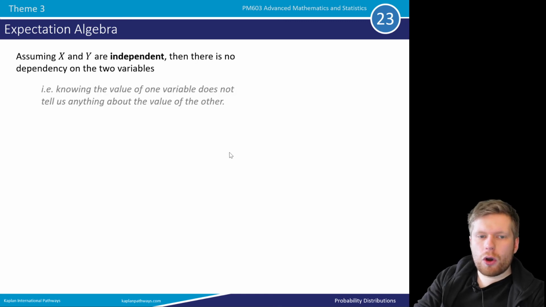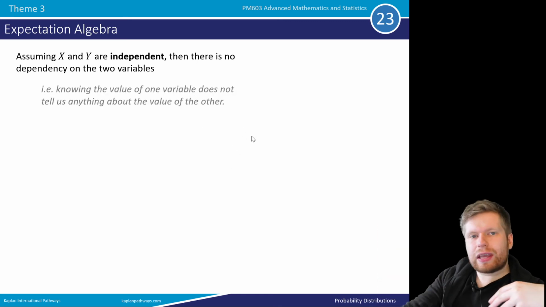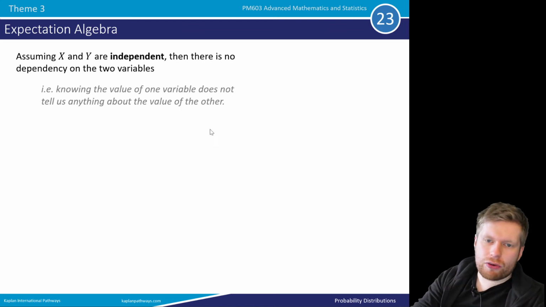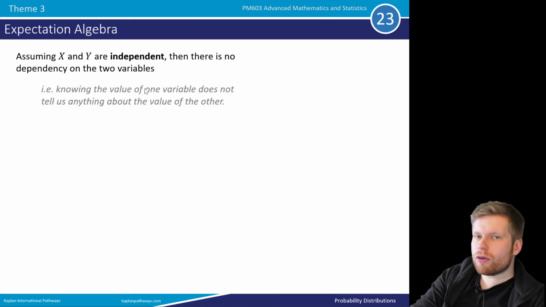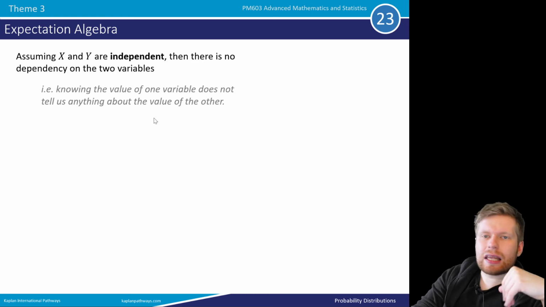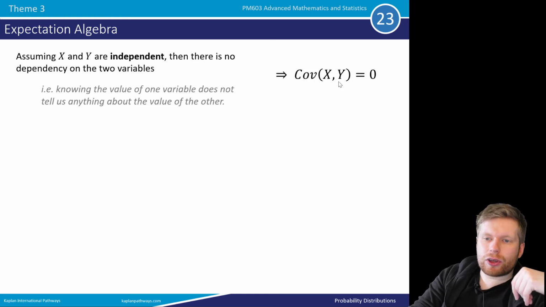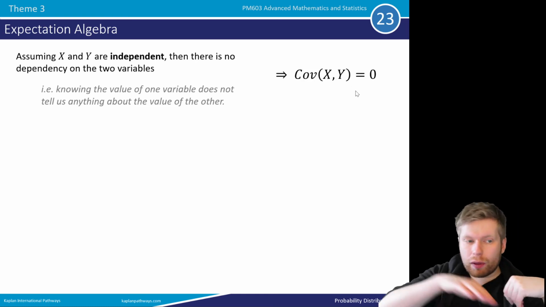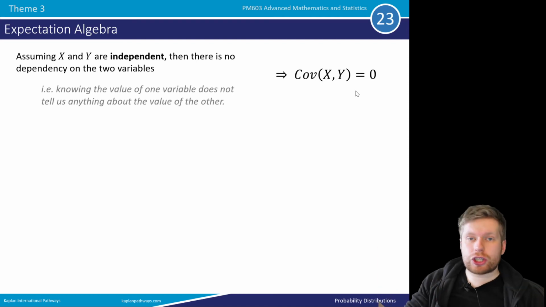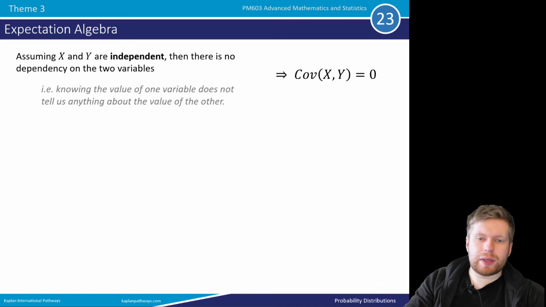Now, if you remember, the covariance of xy is simply a measure of how one thing changes with respect to the other variable. So if we know the value of one of the variables, it doesn't tell us about the value of the other. Therefore, the covariance should just be 0. If one thing changes, the value of the other thing shouldn't change, okay? So its covariance should be 0.